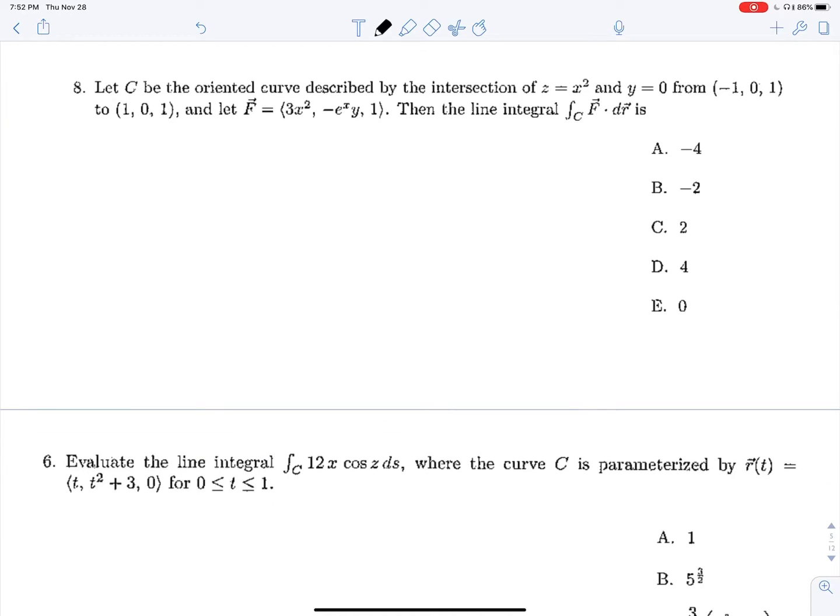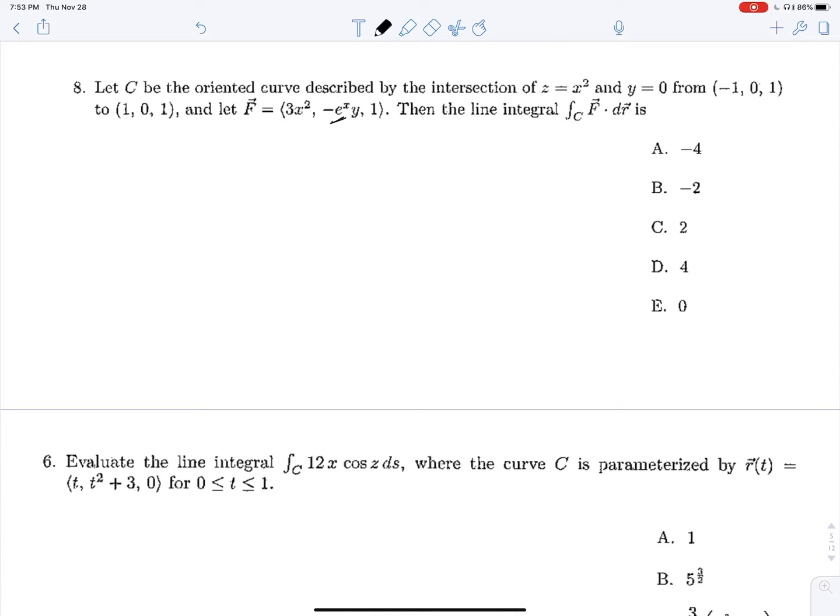Let C be the oriented curve described by the intersection of this parabola and y equals 0 from that ordered pair to that ordered pair. So let's see. One thing to think about is whether this thing is a conservative vector field. And you can see right off the bat that it definitely is not.